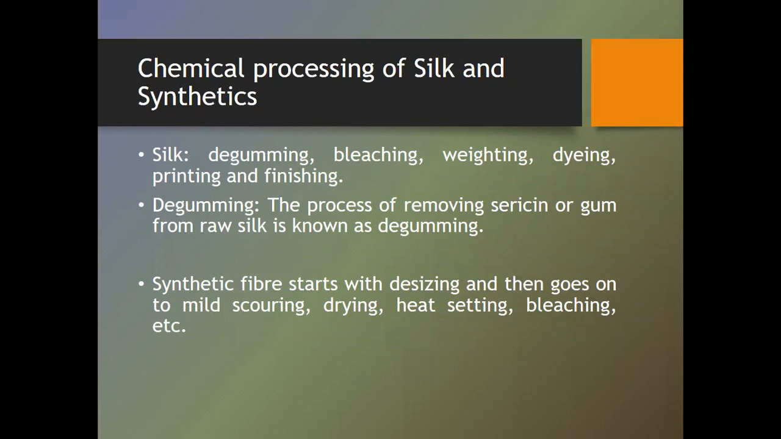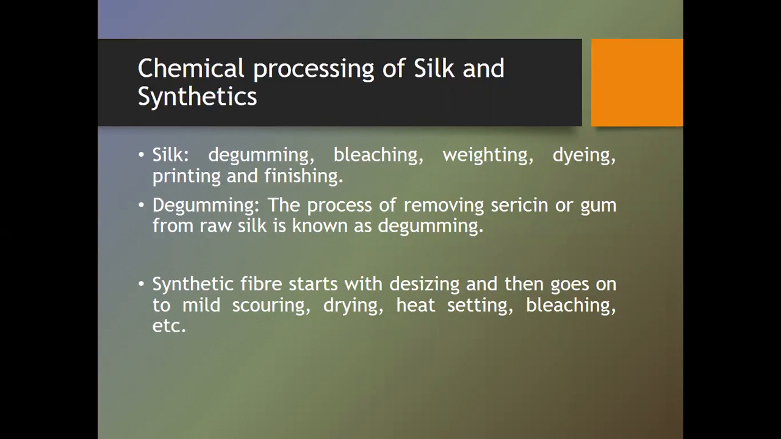Now this one is related to the processing of silk fibers. Silk fibers undergo a sequence of chemical operations such as degumming and bleaching. Raw silk filament is obtained from the cocoon. There is 20 to 30% of a protein called sericin. This and the other impurities make silk coarse and lacking luster. The process of removing sericin or gum from the raw silk is known as degumming, and sericin is dissolved in hot water, especially water that contains soap and alkali.